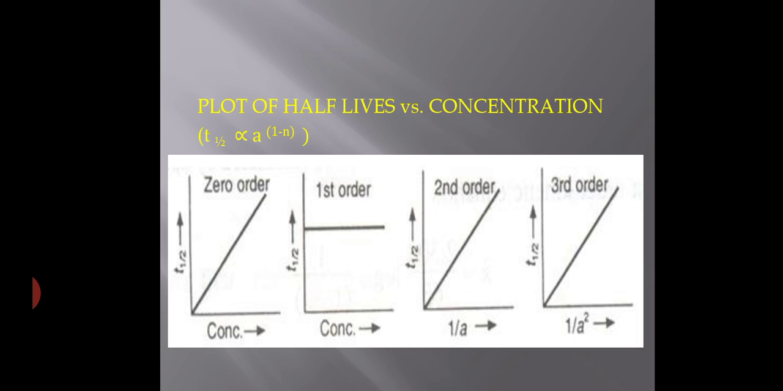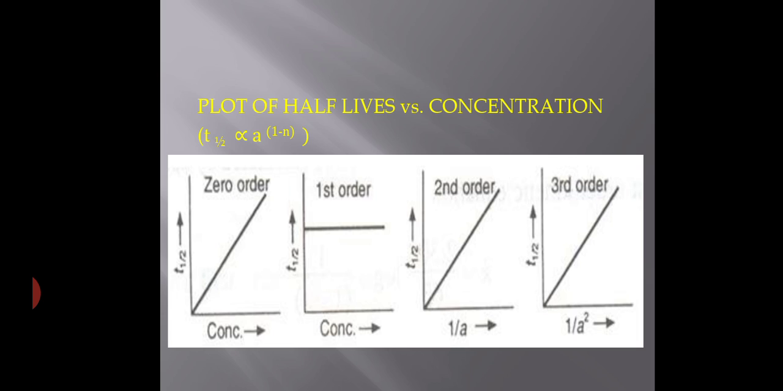In the first order, the formula is t half is equal to 0.693 by K. There you can see that it does not depend upon the concentration, so it remains constant. Clear? As it does not depend upon the concentration, the graph remains constant.